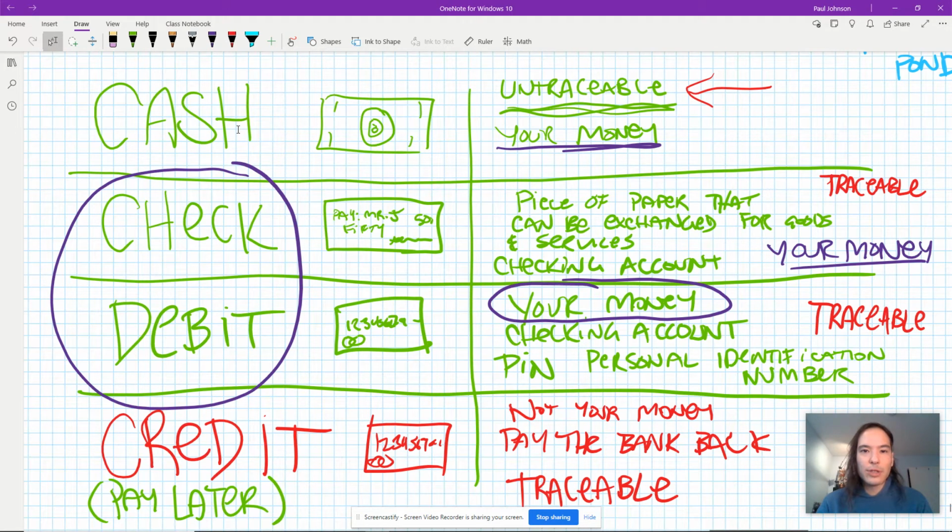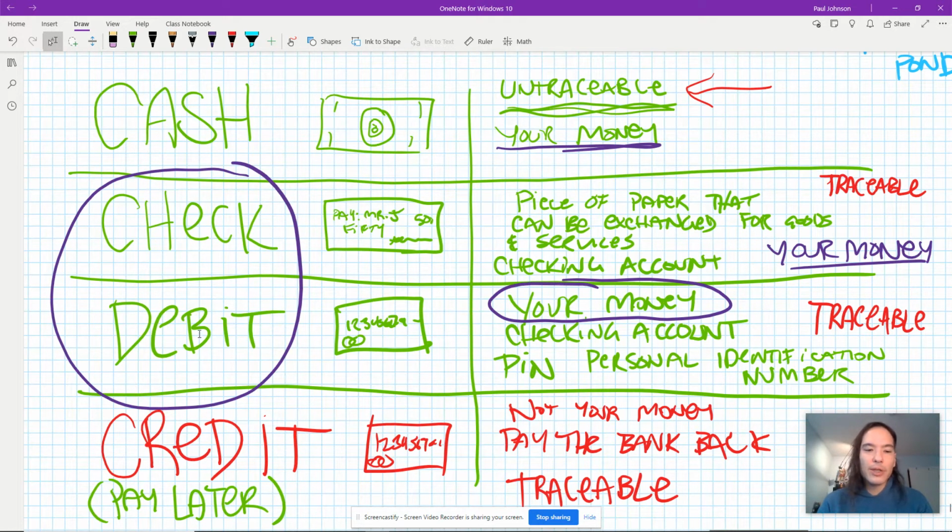First off, cash. Untraceable, it's your money. Untraceable means that if you lose it, it doesn't have your name on it. It'd be really hard for it to get back to you. All right. Checks. Once again, it's your money. Basically, it's your money from a checking account. You put your money in the bank, and then you give people a piece of paper that says, like, I will pay you $50 of my money, or I will pay you $100 of my money. These are traceable. It is your money.